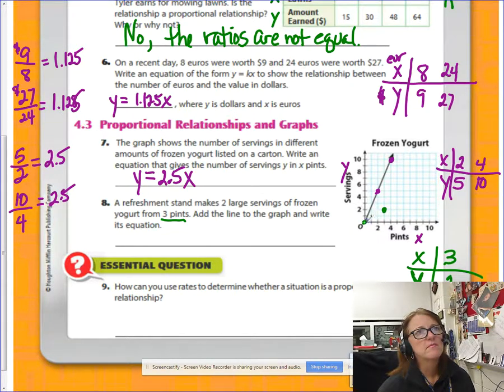Now, these relationships that are proportional go through 0, 0. So now connect these dots. Okay.